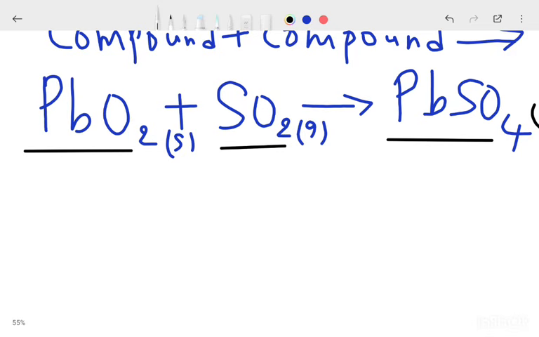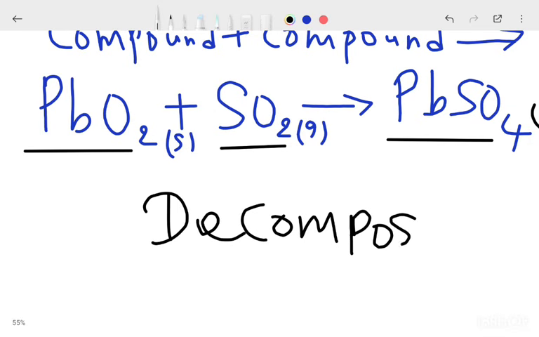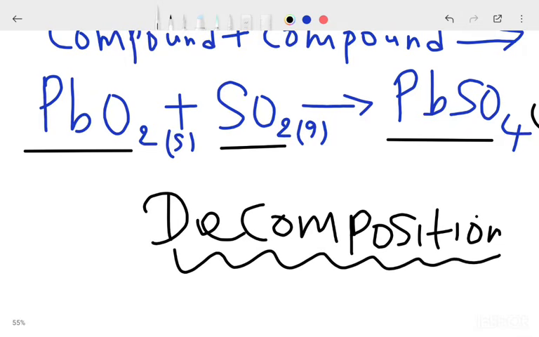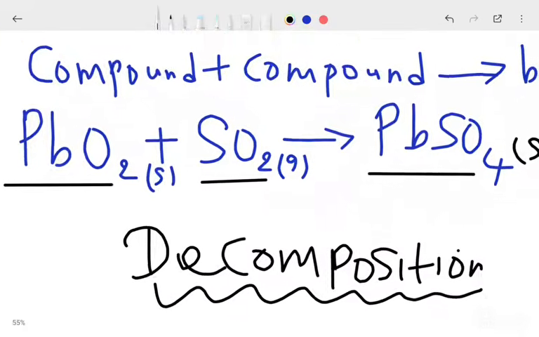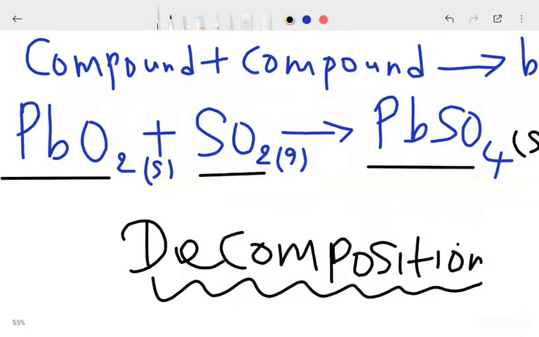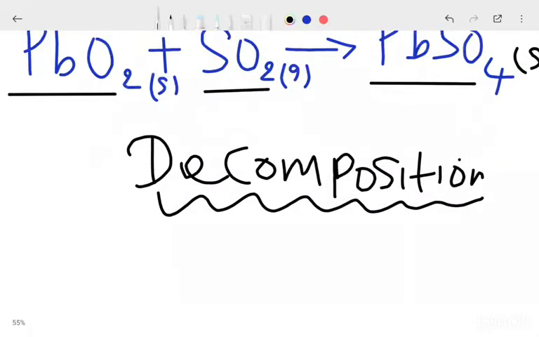So the second one is what? The second one is decomposition. What is the meaning of decomposition? So what is the meaning of decomposition? Now, in the aspect of decomposition, decomposition means one single compound splitting or decomposing to form smaller compounds. Are you getting it? It's just in form of, okay, let me just give you decomposition reactions.